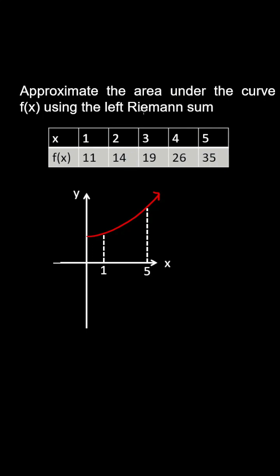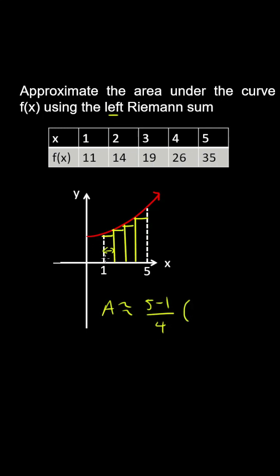Let's approximate the area under the curve using the left Riemann sum. So what we have here is 1, 2, 3, 4, and 5. So we're basically dividing this curve into rectangles. And when we take the left Riemann sum, the left of each rectangle touches the curve. So therefore, the area is approximately 5 minus 1 on 4 rectangles. So that's the width of each rectangle.